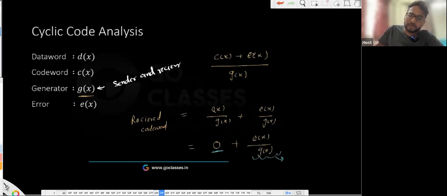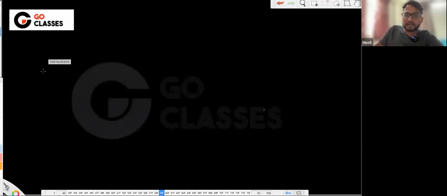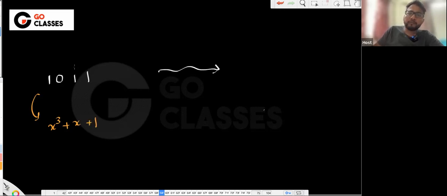Now let's take one example. Suppose you are sending 1011. The corresponding polynomial will be x cube plus x plus 1, right? Now suppose the error has happened at two places. Then it will get converted to 1101. Can you write the corresponding polynomial? It will be x cube plus x square plus 1, isn't it?